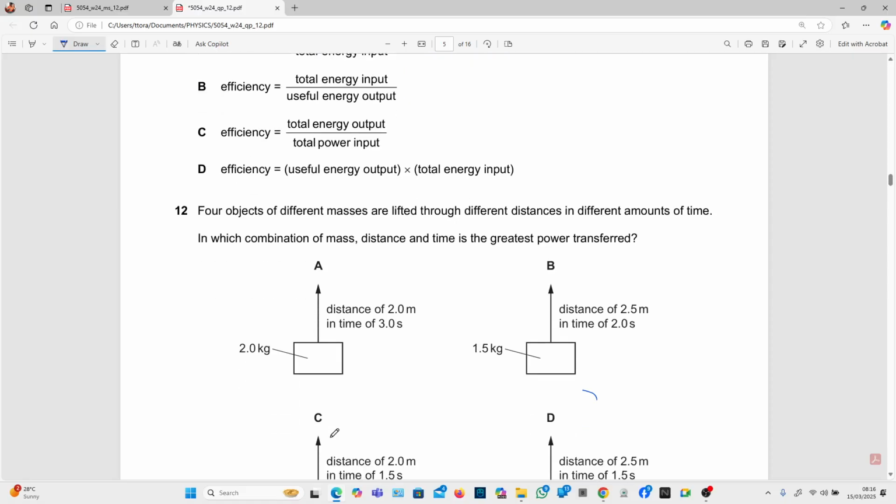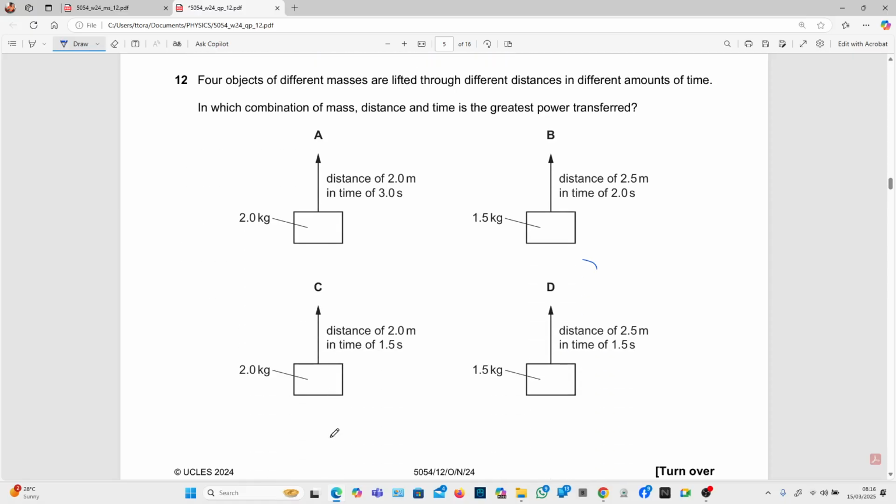Okay, question number 12. We have 4 objects of different masses and they are lifted through different distances in different amounts of time. In which combination of mass, distance and time is the greatest power transferred? Now, we understand that we need some work done here. And what is work done basically?